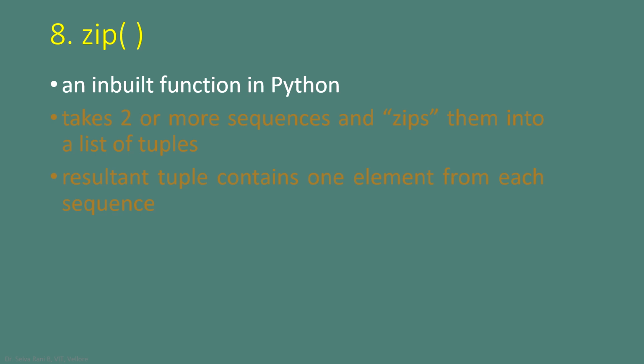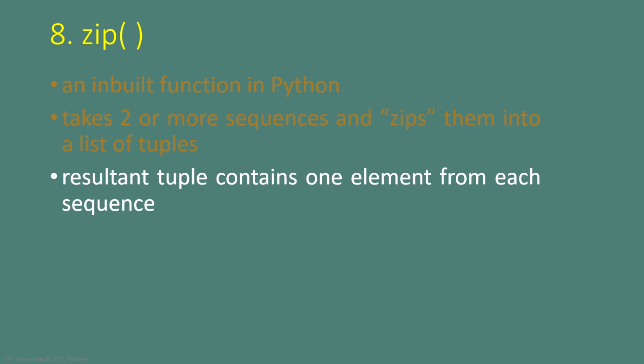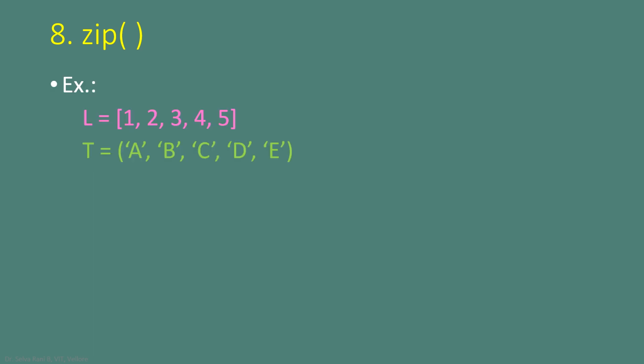Zip. Zip is an inbuilt function in Python. It takes two or more sequences as input and zips them into a list of tuples. Hence, the resultant tuple contains one element from each sequence. Let's see an example for this.